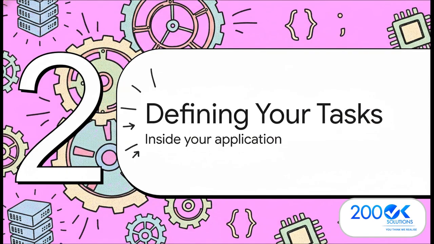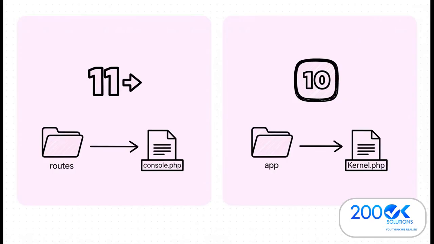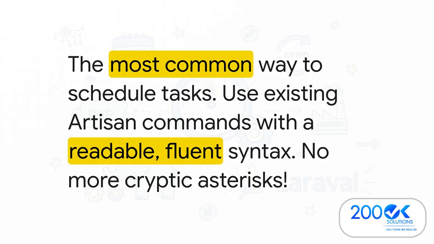So, with that one-time server setup out of the way, we can get to the fun part, defining our tasks right inside our Laravel application. This is where all the power and, honestly, the readability really comes into play. Just a quick little heads up on where you're going to put your code. If you're on the latest and greatest Laravel 11, you'll be working in your routes/console.php file. For anybody on Laravel 10 or an older version, you'll find that schedule method waiting for you inside app/Console/Kernel.php.